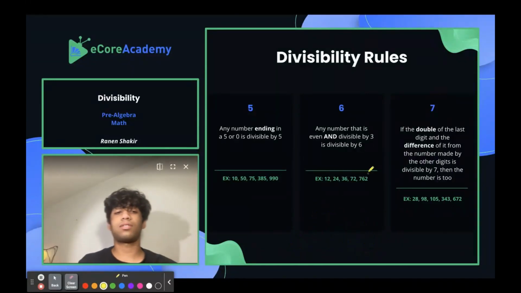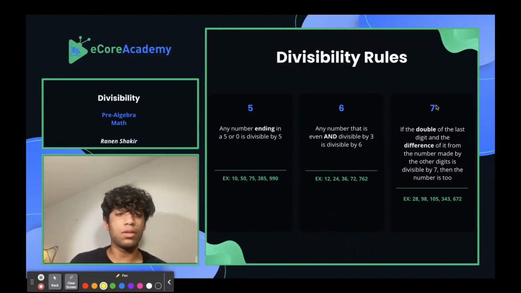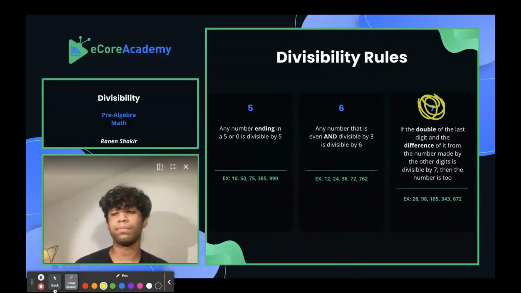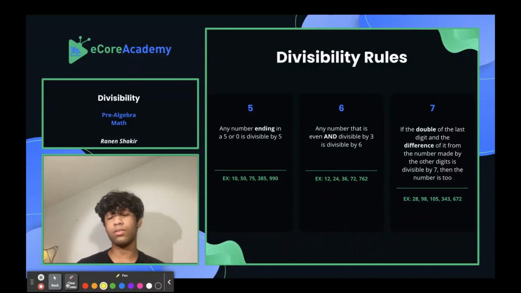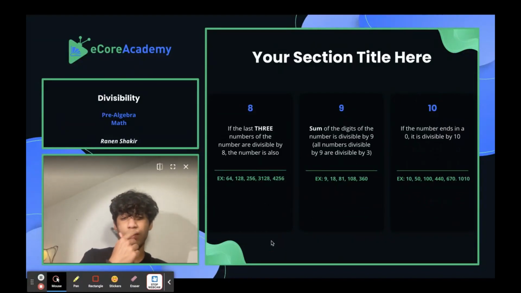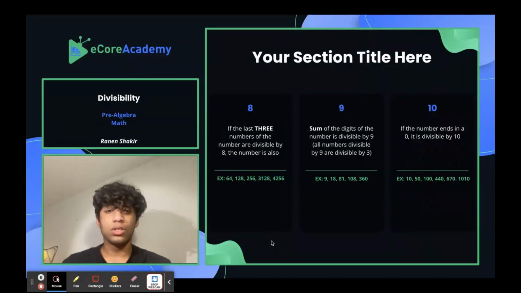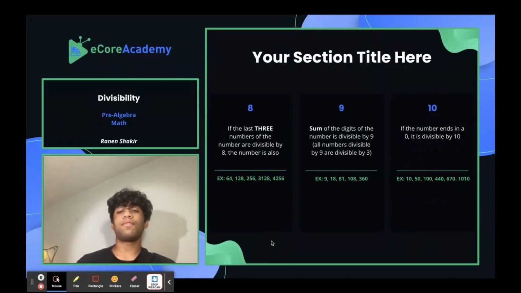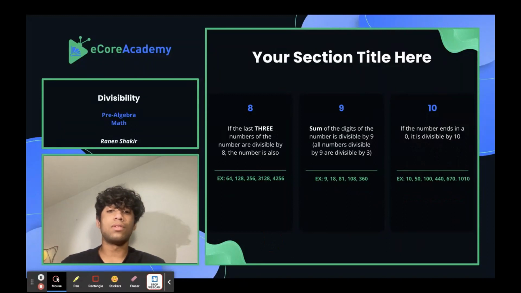So you can see how this 7 rule is very annoying. We don't like this 7 rule, but if you have to use it, you have to use it. So that's 7. Let's move on to our final 3. So for 8, if the last 3 numbers of the number are divisible by 8, the number is also.